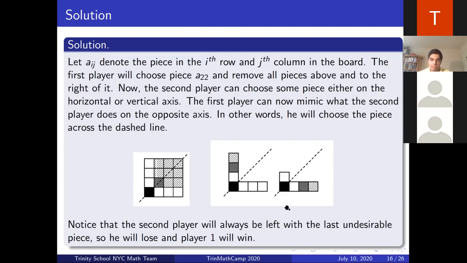They'll always be left with a poison square. The idea is, if the second player has a move to make that's not taking the poison piece, the first player also has that move. And so we're essentially allowing ourselves to always have a viable move, and that will leave the second player with the poison piece. And so the second player will lose, and the first player will win.